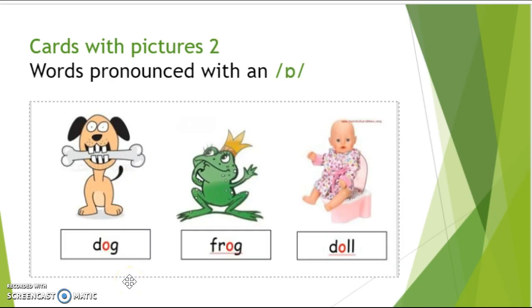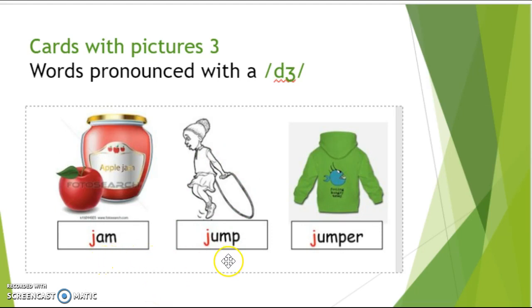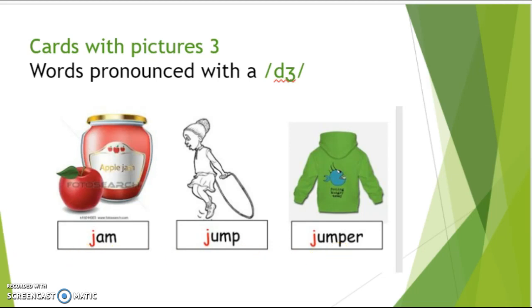Here is another example of cards where they practice the sound o, like in dog, frog, doll. And you see that the letter O is written with a different color. In this example, the pupils practice the sound J, like in jam, jump, jumper. And you can make cards with all kinds of words and all kinds of practicing different sounds.